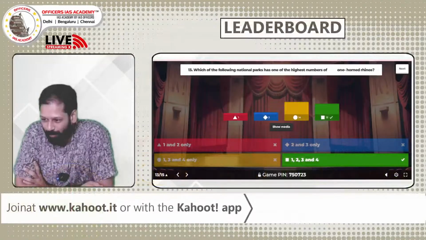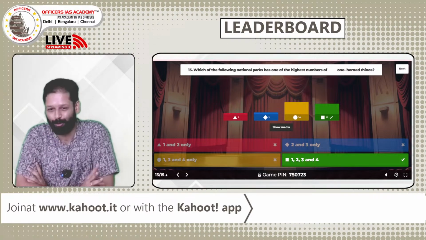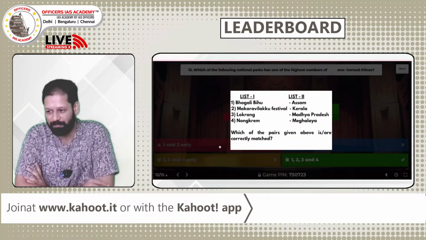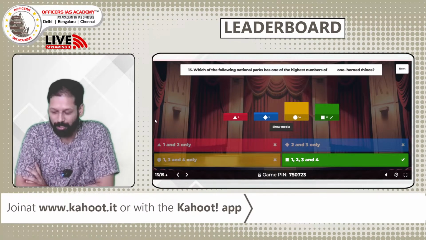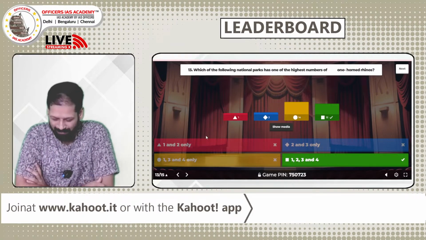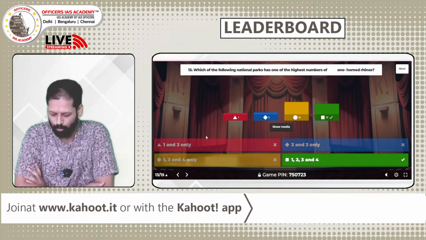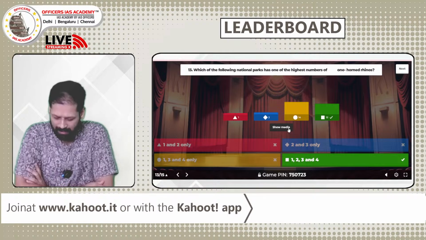Many of you, 14 of you in fact, have said C is the answer. 12 of you have said D is the answer. It's a close fight between C and D. I would like to congratulate those who have given D as the answer, because that is the correct answer to the question. Bogali Bihu, also known as Mag Bihu, is a harvest festival in Assam.